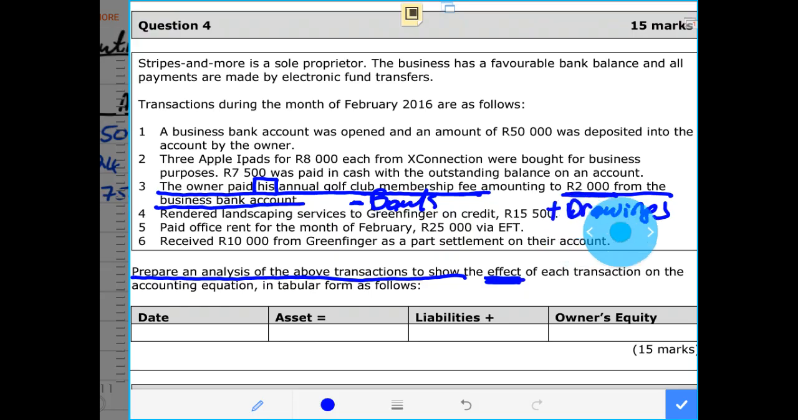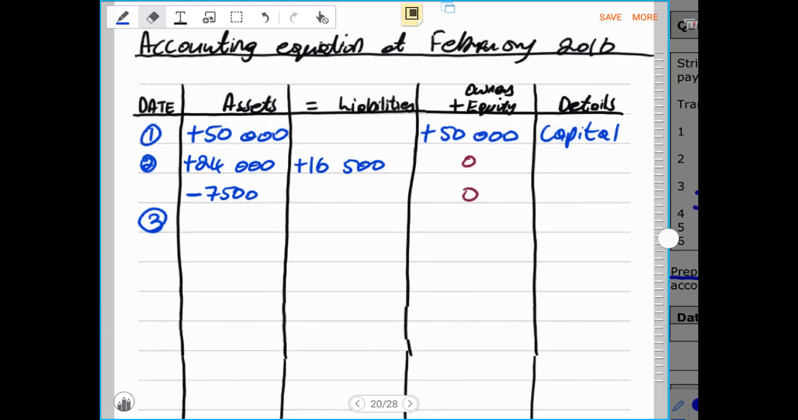So now when we record this in the accounting equation, it will be recorded as a decrease in the bank, because 2,000 rands went out of the business, and that money was for personal use, and that money was because of drawings. Personal use is drawings. Therefore, under details we have to write drawings, because the owner took money for personal use, and that was drawings.